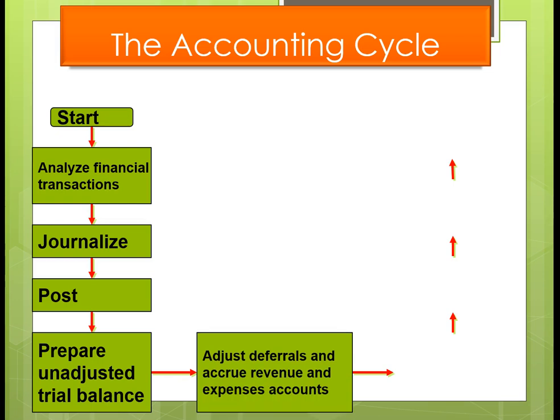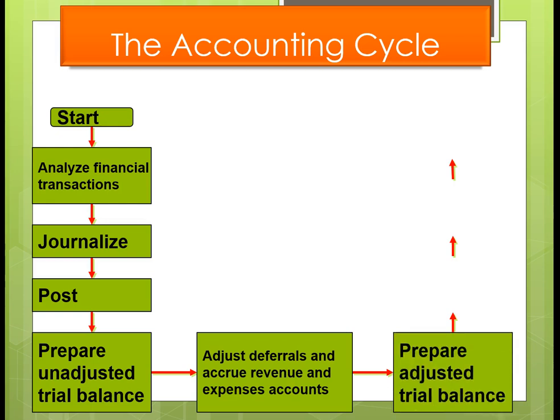then what you're going to do is adjust for deferrals and accrue revenue and expense accounts. Remember, adjusting entries are only done at month end and never involve cash. Then you're going to prepare an adjusted trial balance. Now you do this at the end of the month. Then you're going to prepare the financial statements. You start with the income statement, then you do the statement of stockholders' equity, then you do the balance sheet, and the last one is the cash flow statement.